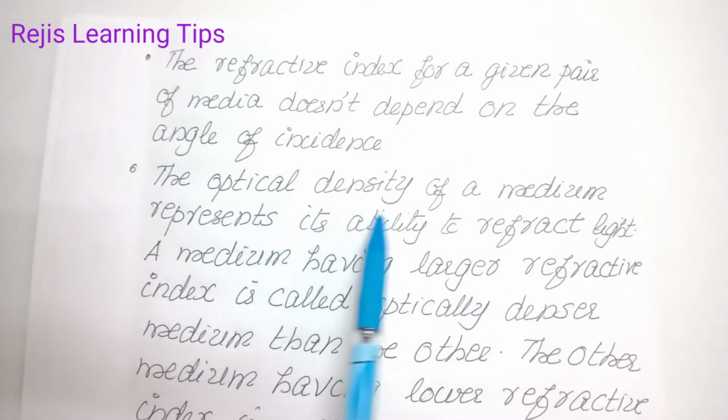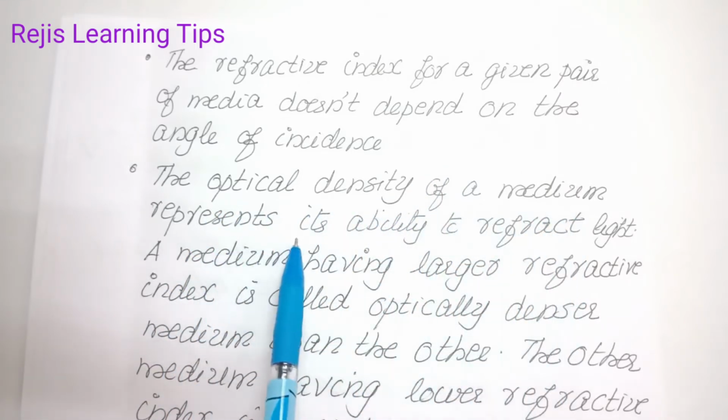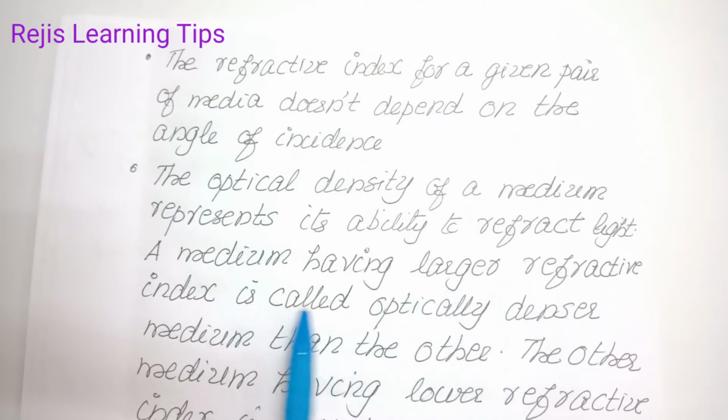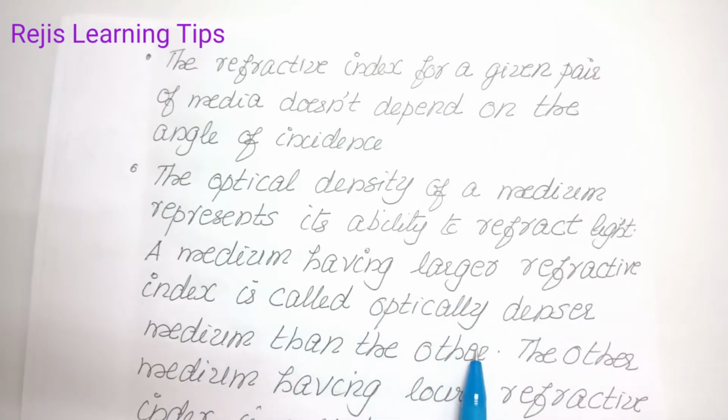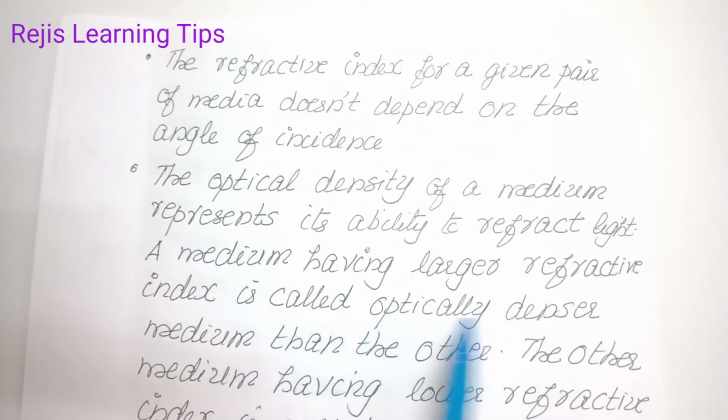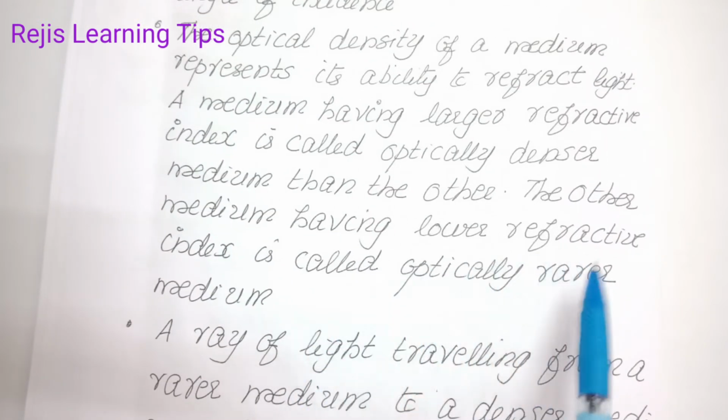Next point, the optical density of a medium represents its ability to refract light. A medium having larger refractive index is called optically denser medium than the other. The other medium having lower refractive index is called optically rarer medium. Optically rarer medium means it has lower refractive index.